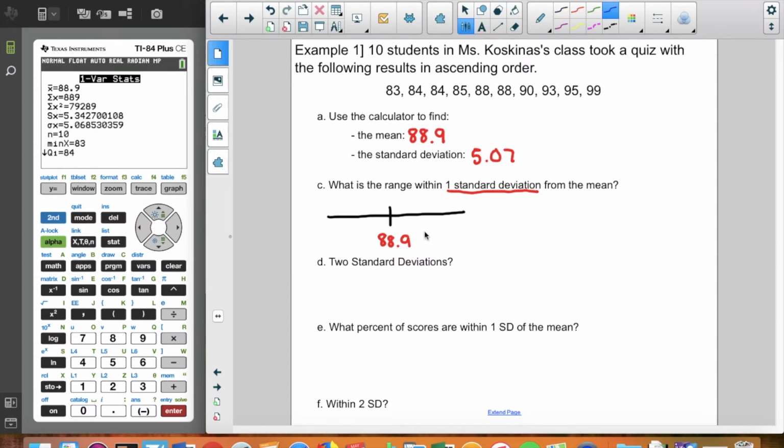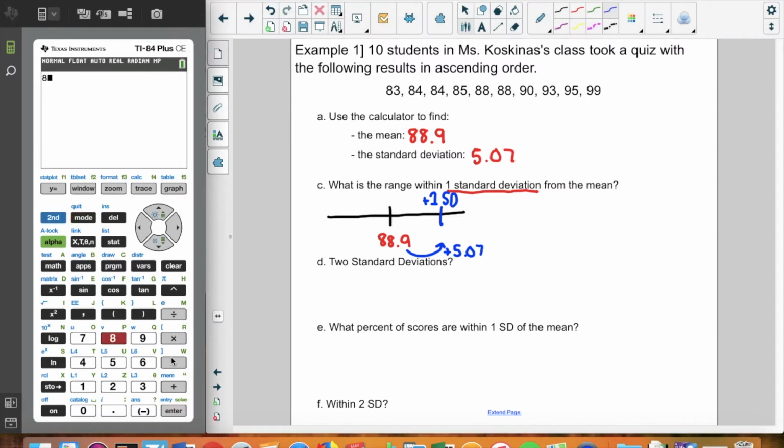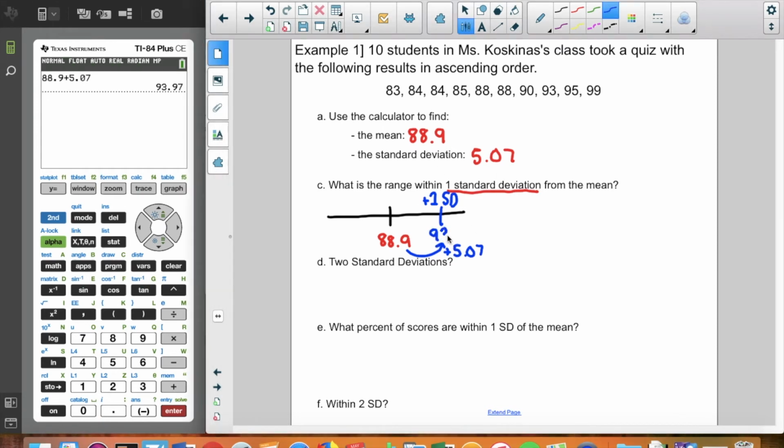Okay? So to get one standard deviation away, you add your standard deviation. So from here to here, we are adding 5.07. So let's go to our calculator and we do 88.9 plus 5.07. And we get 93.97. So this is 93.97.